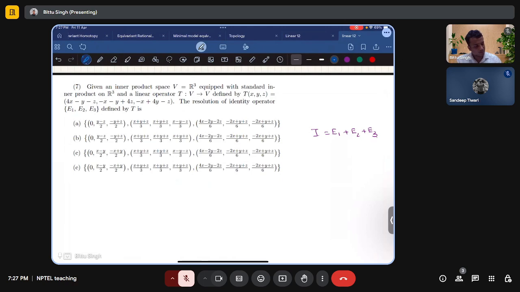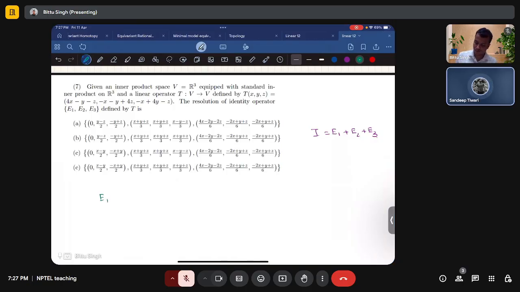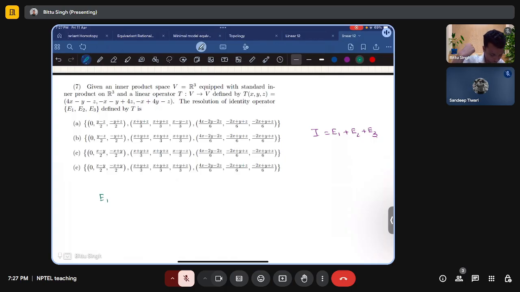what is the formula for E1? Sir, first we need to check whether T is normal. Yes, we can. It is not given, right? Okay. So what is T? Let us write the matrix for T, that is the matrix representation of T with respect to the standard basis. So 4x minus y minus z, that is 4 minus 1 minus 1. Then minus 1 minus 1 4. And then minus 1 4 minus 1.